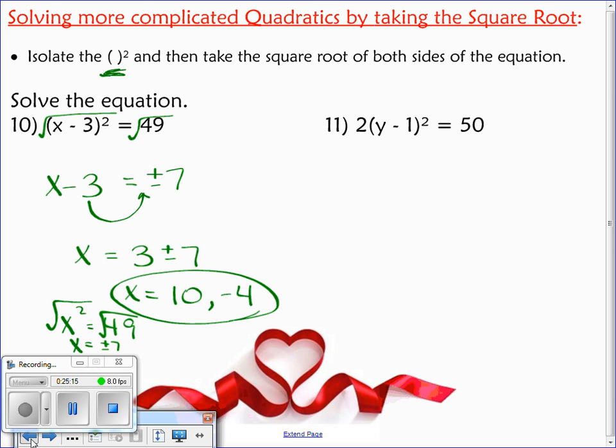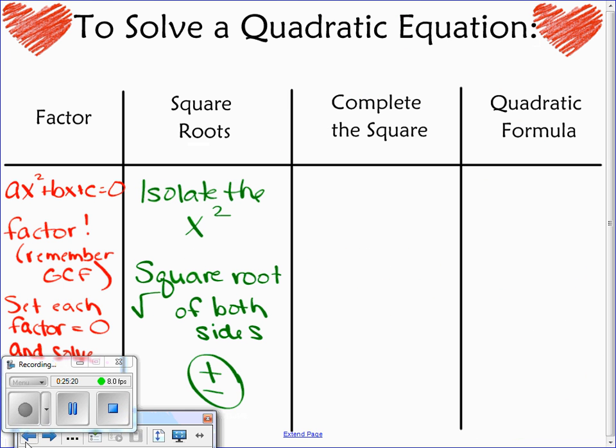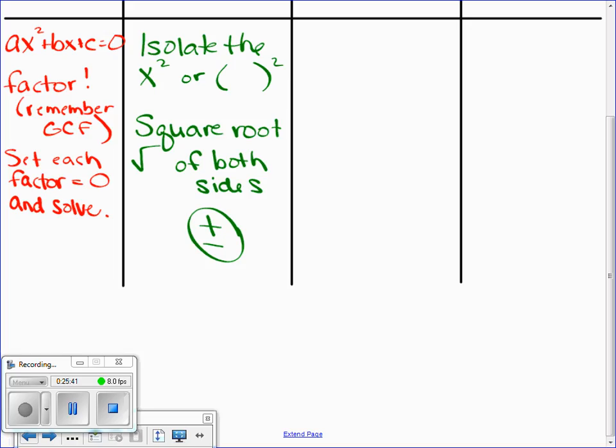Okay, so if you go back to your pink sheet for me, so we had isolate the x squared. In addition to x squared, I could also put in here, let me kind of shift this a little bit, so isolate the x squared or parentheses squared, because depending what your problem looks like, you'll take the square root of both sides, that's the same. Don't forget your plus minus, and then you may want to add on to here is get x by itself. Because like in that last problem, I had to move that 3 over.